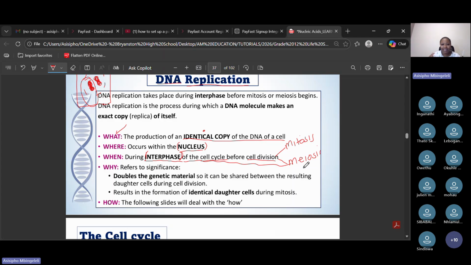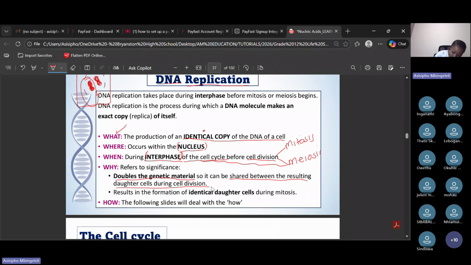Now, why does this process need to take place? We need to double the genetic material. Why are we doubling the genetic material? So that it can be shared between the resulting daughter cells. We are forming daughter cells here. Every cell needs genetic material. There is no cell without genetic material. So in order for each cell that is formed to have genetic material, we are going to make copies so that they can be shared between the cells.